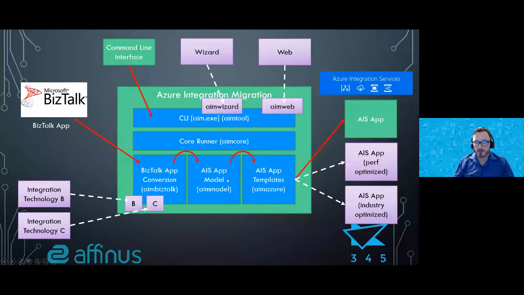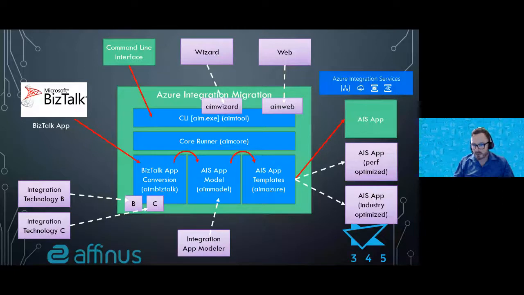Also, if you wanted to migrate from a different integration technology, you could basically replace the AIM BizTalk package with an AIM Mule package or an AIM Boomi package, and the rest of the tool will stay the same, because you could simply swap those out. So that's kind of how the whole thing fits together, and the design intent on this.